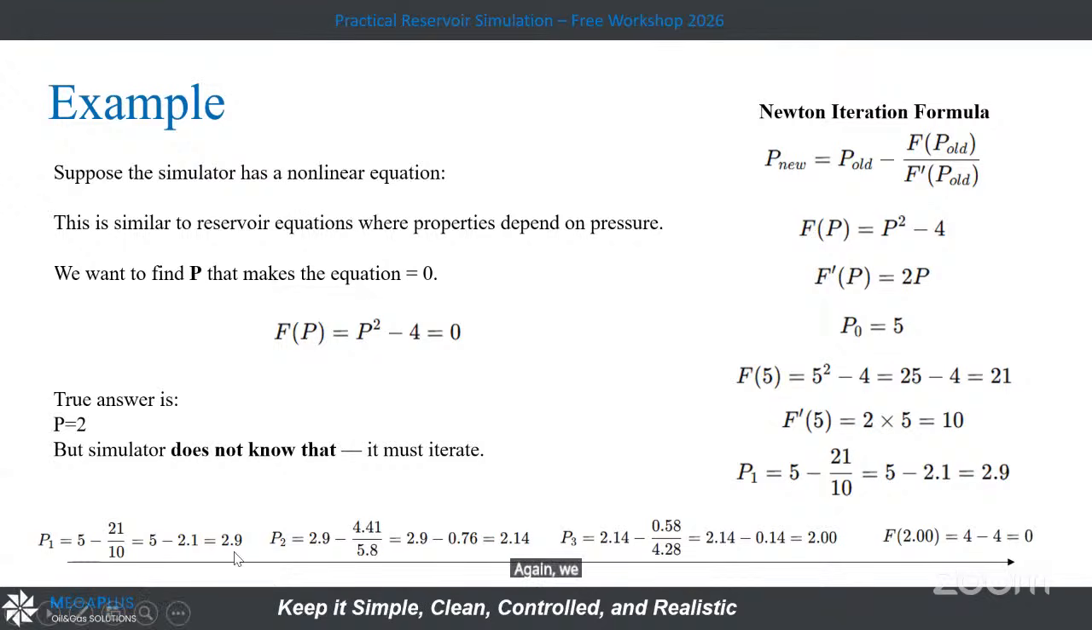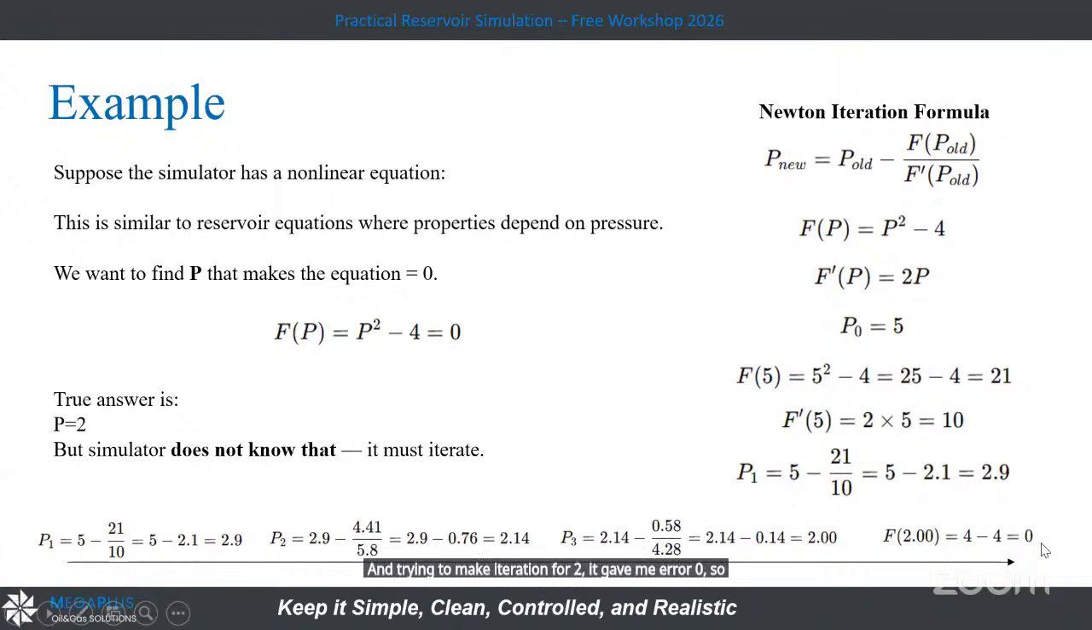Again, the simulation modeling will make its iterations. The first one will be 2.9, as I mentioned here, and then this 2.9 will be the old one, and the function of the old one that you put here, 2.9 squared minus 4, over the derivative, will give me 2.14. It will take 2.14 as the old, and then make this iteration until we reach 2, and trying another iteration for 2 gives me error 0.